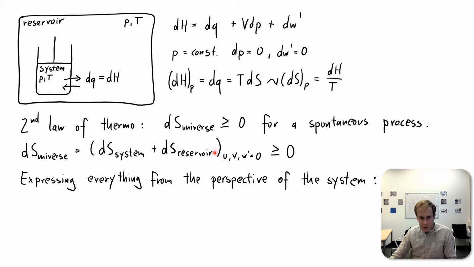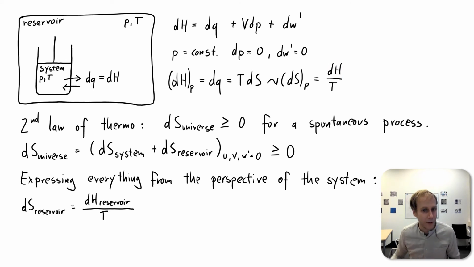Yeah? So that means we need to get rid of this entropy change of the reservoir term. How can we do that? Let's think of how we can express the entropy change of the reservoir. We're going to use this equation that we derived before, which states that the entropy change at constant pressure, which is the case for the reservoir, corresponds to the enthalpy change at constant temperature. Okay, we just write that. The enthalpy change of the reservoir divided by the temperature.